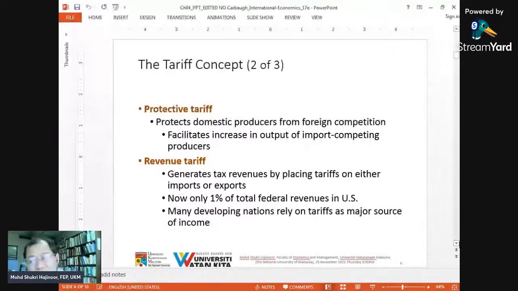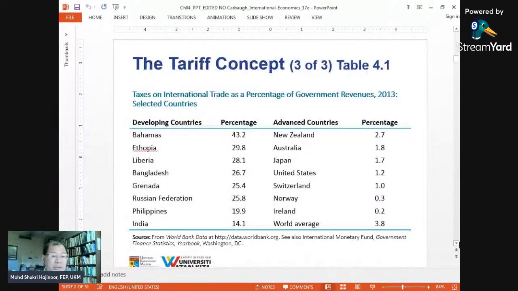So tariff generates tax revenue by placing tariffs on either imports or exports. Now only 1%. Many developing nations, the poor countries, on the other hand, rely on tariffs as a major source of income for the government. So look at this rich country compared with less developed countries, as percentage of government income. Look, United States only 1.2% of national government income. Whereas for less developed countries, look at the Bahamas, 43% of the government's income. Okay, the difference.